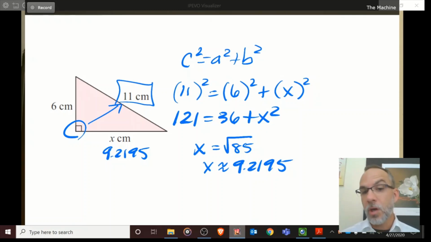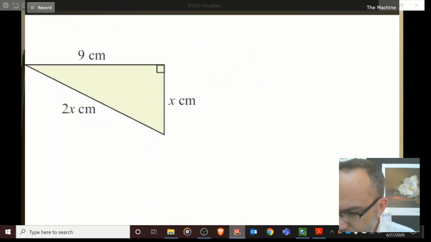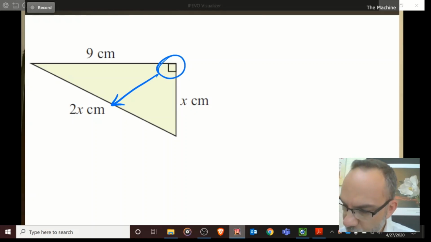Several people would not square root both sides, so they would say x is equal to 85, which is impossible. How can one of the legs be much, much longer than the hypotenuse? Can't be. All right. How about this one? Find the right angle. There it is. Find the hypotenuse. There it is. Set it up. Use parentheses.